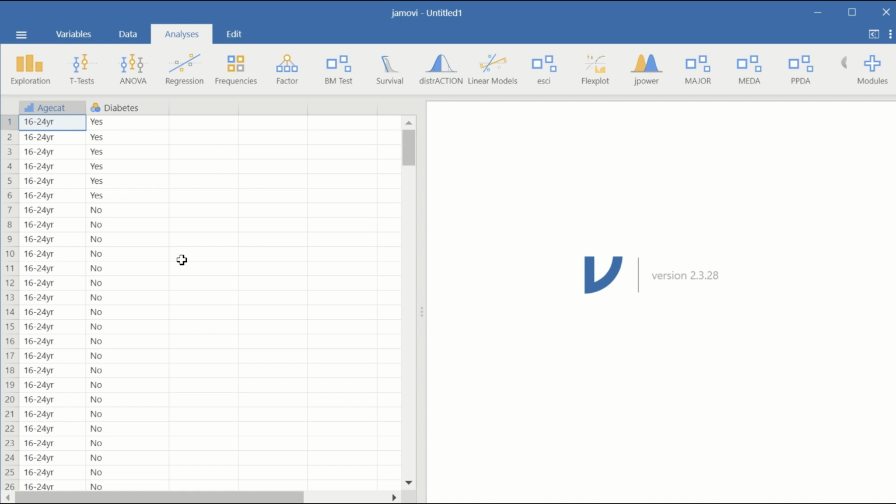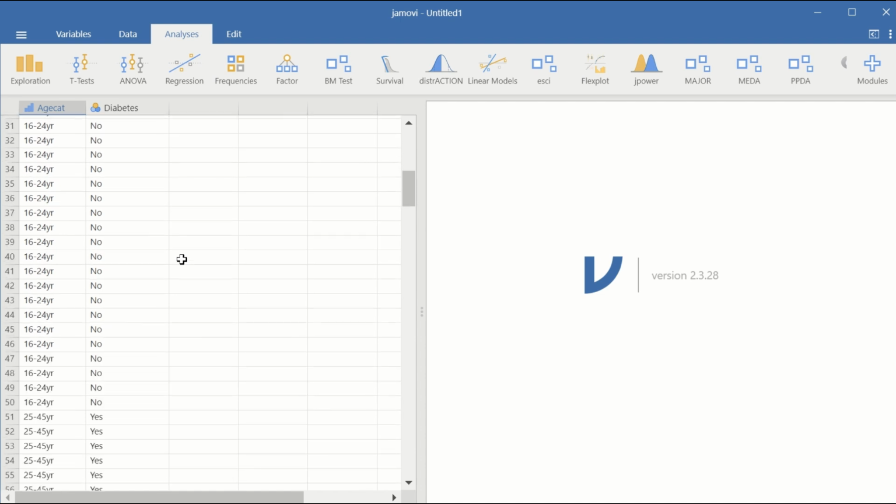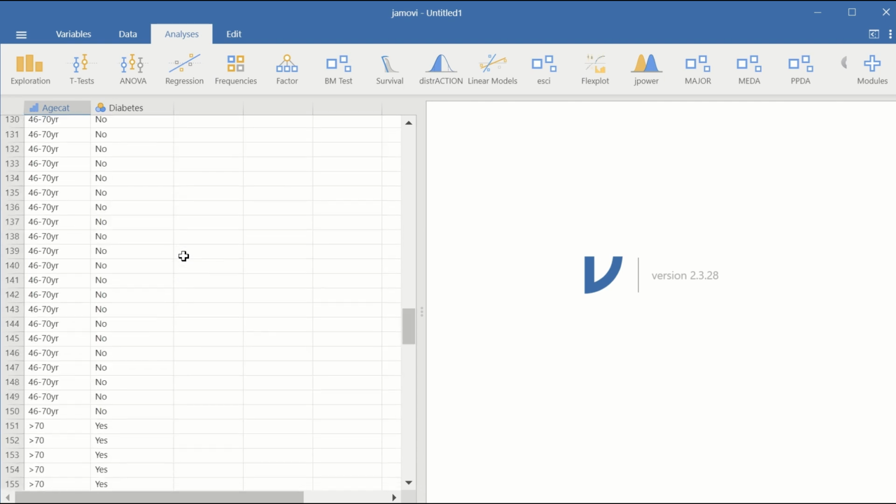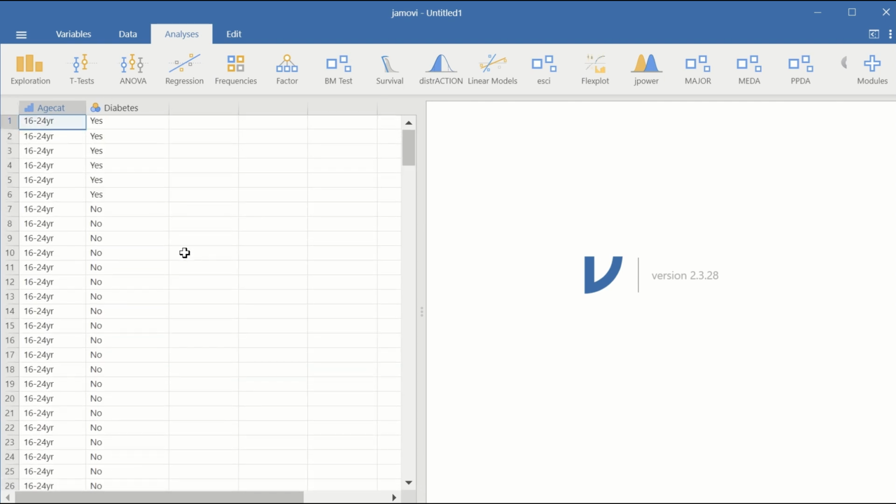Here in the JAMOVI data sheet, I have inserted 200 cases, and there are two variables. The first one is the age category, the second one is diabetes. Diabetes is a binary variable because it has only two levels, whether you have diabetes or no diabetes. Age is continuous, but here it is in classes or categories.